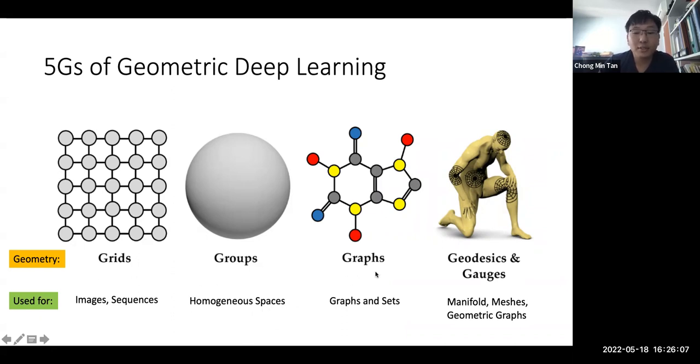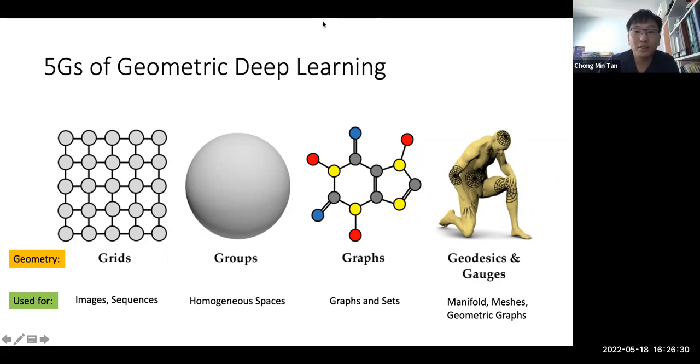Graphs are more suited for a lot of data, actually, because as long as there's connection between different elements of the data, you have nodes and you have edges, then those are graphs already. And then lastly, for geodesics and gauges, you can have manifolds, meshes that are implemented on top of that. Yeah, I'll just pause here for a while.